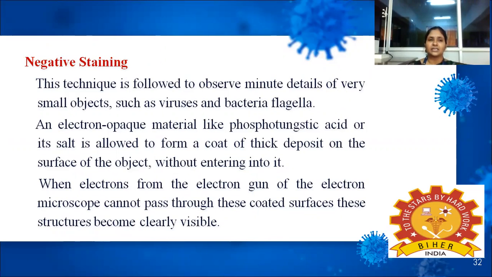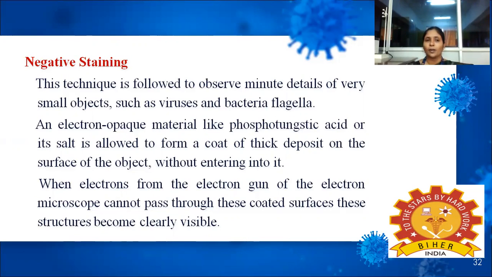So what is the negative staining technique? This technique is followed to observe the minute details of very small objects such as viruses, bacteria and bacterial flagella. In the negative staining technique, an electron opaque material like phosphotungstic acid or its salt is allowed to form a thick coat of deposit on the surface of the object. Similarly, you will be making a thick coat deposit on the surface of the bacterial cell wall or the flagella, or even the internal structures of the cell wall.